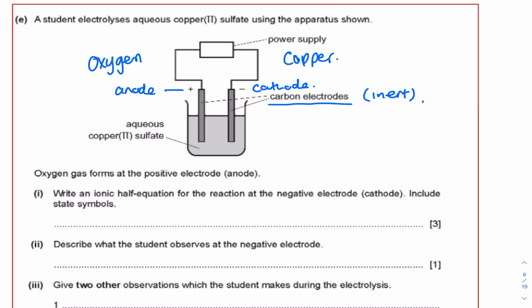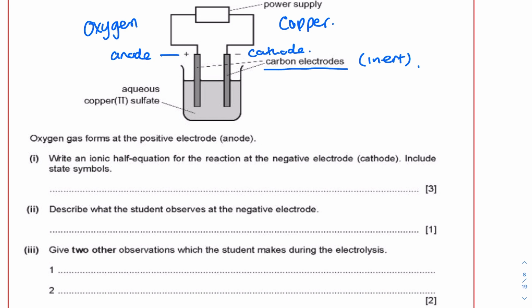So write an ionic half equation for the reaction at the negative electrode and include state symbols. So we know at the cathode, we've got copper forming. We've got copper 2 plus ions accepting 2 electrons and they are making copper metal. Now what we need to do is put in the state symbols. Well, when the copper is in its ionic form, it's aqueous, and when it's in its metal form, it's a solid.